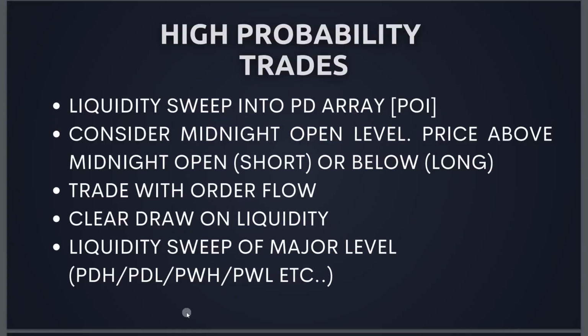If the midnight open level is telling you something against the order flow and against the draw on liquidity, then forget about it, because it's not going to work every time. The draw on liquidity and the order flow are much more important. This is just one of the confluences that you can use. You should also trade with the order flow. That's what I explained. Clear draw on liquidity: if you have a clear draw on liquidity, your life would be easier and your win rate would be much higher.